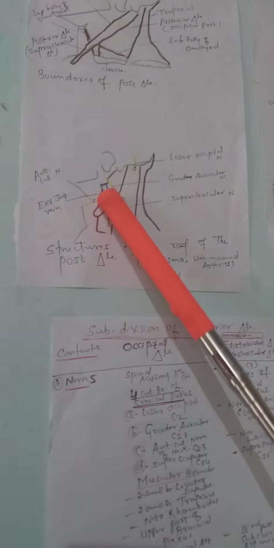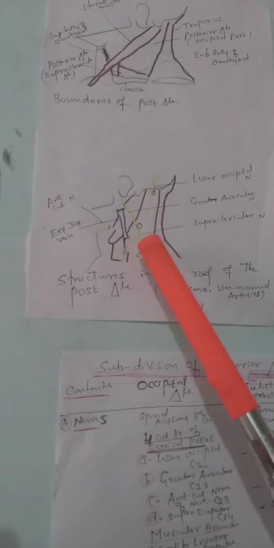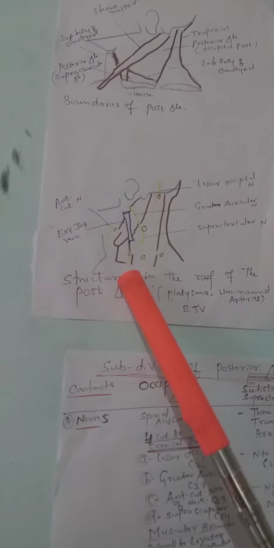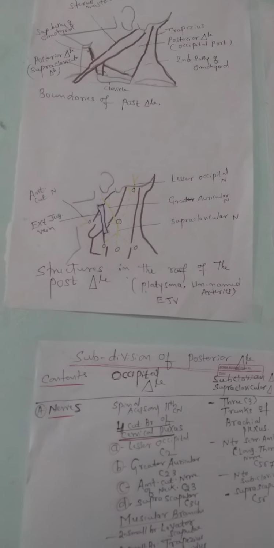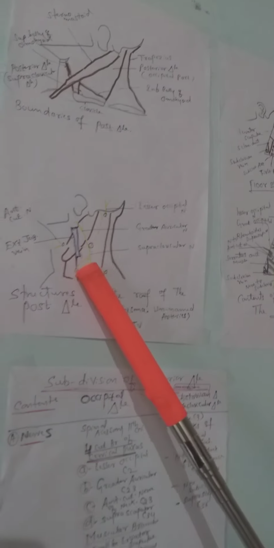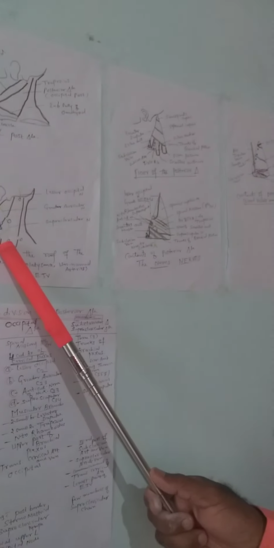Then we can see the tributaries of the external jugular vein: the anterior jugular vein, the posterior external jugular vein, and the suprascapular vein. Tributaries are here. Now we will see about the jugular vein. We will complete the jugular vein. First, it opens into the subclavian vein.